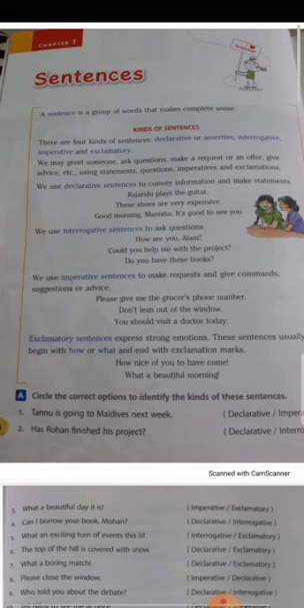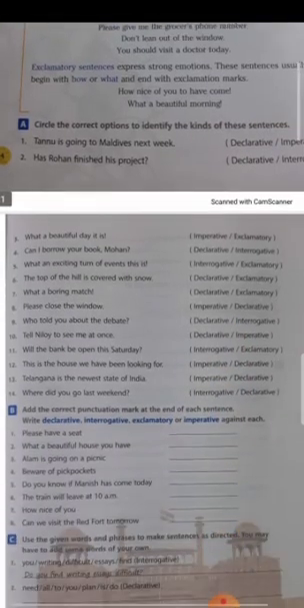After what is given there, you have to go through each and every line, and after that we have the exercise A. In that, circle the correct options to identify the kinds of these sentences. Some sentences are given, you have two options and you have to circle the correct option. So the first one is very easy. See, Tannu is going to Maldives next week. What type of sentence is it? Declarative or imperative? It is declarative. Okay, so circle declarative.